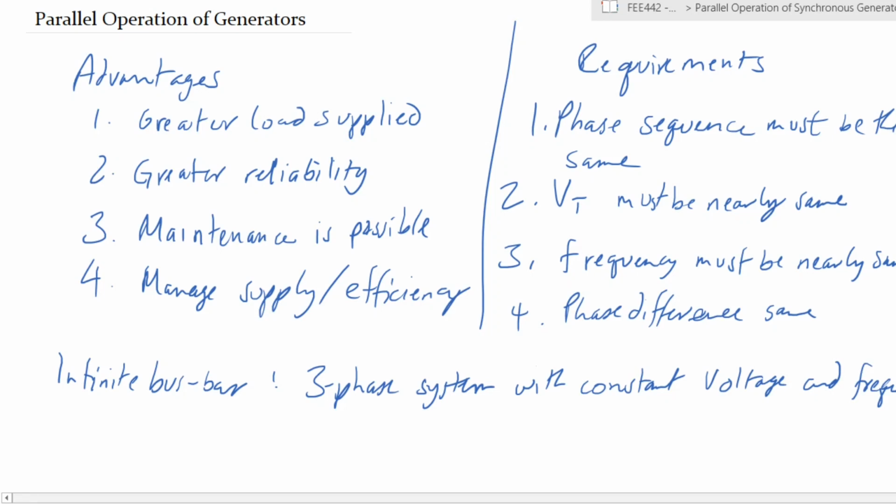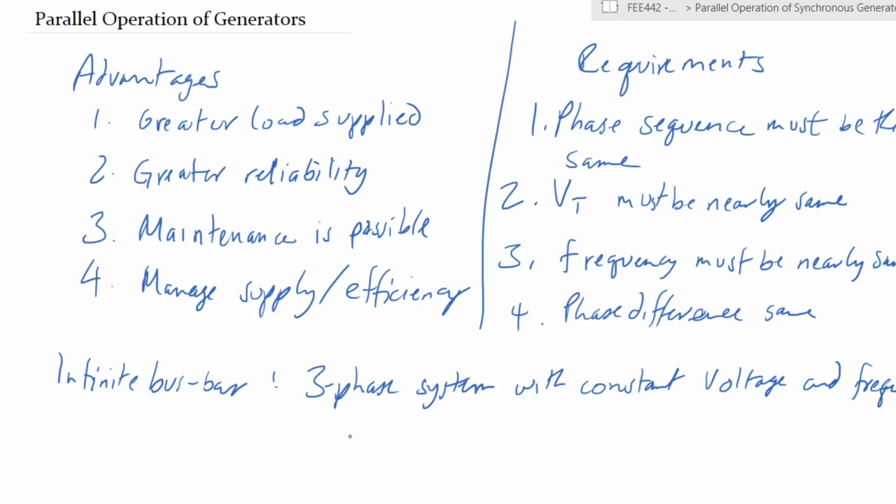This is because you have systems with so many supply generators and so many loads that the voltage and frequency are extremely stable, such that the addition of one more generator would not make a difference to the voltage and the frequency. As we will see going forward, you remember we talked about voltage regulation.